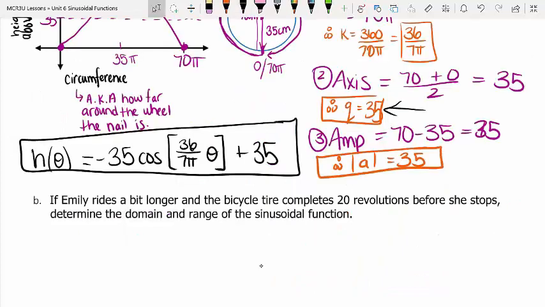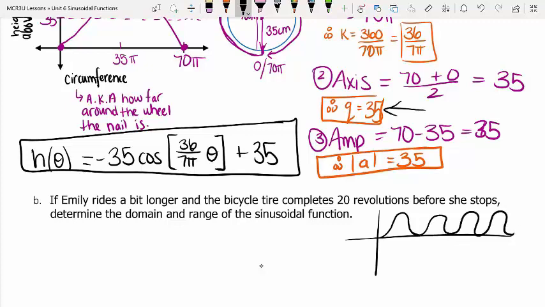Part B. If Emily rides a bit longer, and the bicycle tire completes 20 revolutions before she stops, determine the domain and range. So this is what you need to picture here. If one rotation of the wheel is equal to one cycle of the cosine function, then that's going to be just repeated 20 times. In order to find the domain, we need to compare the period of one cycle. We found the period of one cycle was equal to 70 pi. So if we're repeating that cycle 20 times, we just need to do 20 times the period in order to get our domain. So 20 times 70 pi is equal to 1,400 pi.